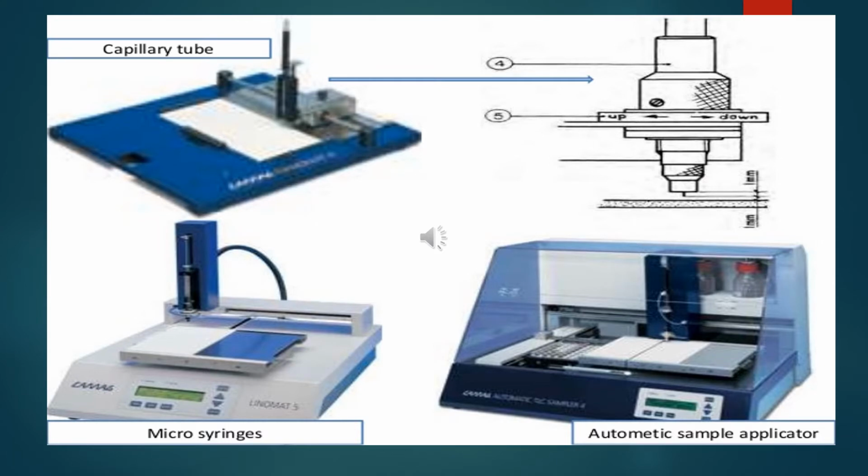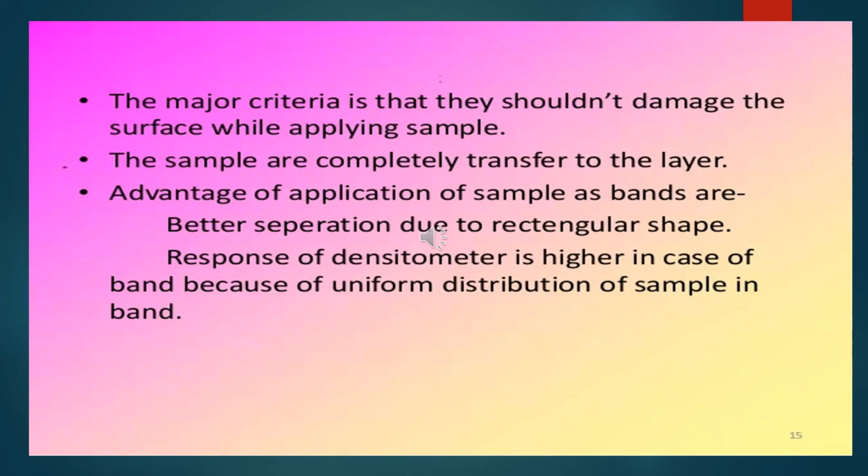Here is a diagram of some sample applicators. The first one is the capillary tube, then micro syringe, then automatic sample applicator. The major criteria is that they shouldn't damage the surface while applying the sample, and the sample is completely transferred to the layer. Advantages of applying the sample as a band are better separation due to rectangular shape. The response of the densitometer is higher in the case of a band because of uniform distribution of sample in the band.